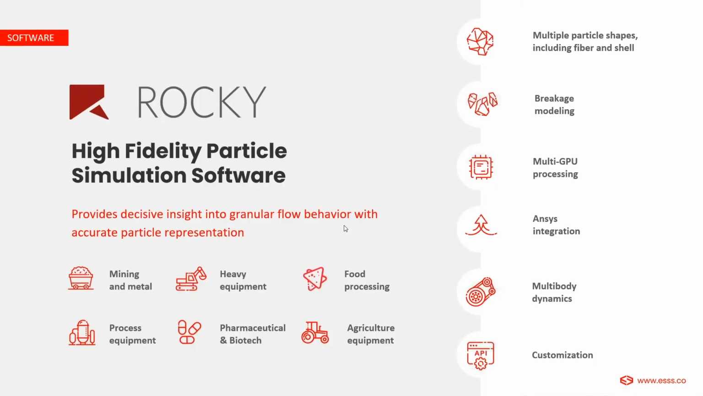One of our main products is Rocky DEM. It's basically a high fidelity particle simulation software, which provides you insight into granular flow, and Rocky can help you tackle problems from tiny pharmaceutical tablets up to heavy mining equipment. It's highlighted from other competitors because it has some unique features such as particle shapes, breakage, and multi-GPU processing, which is the focus of this talk today.